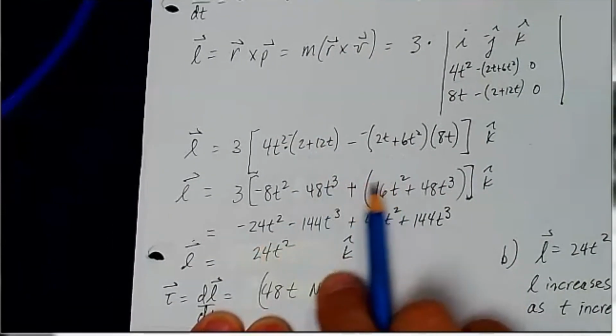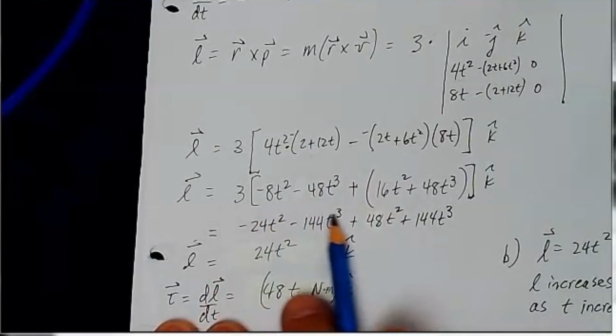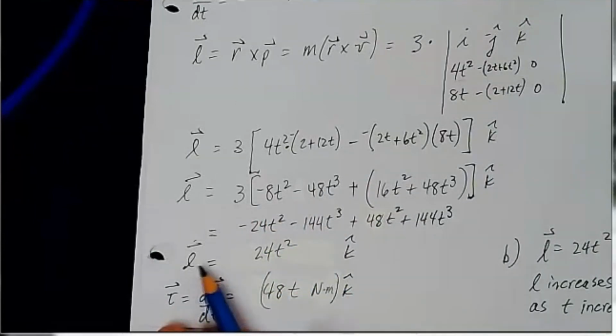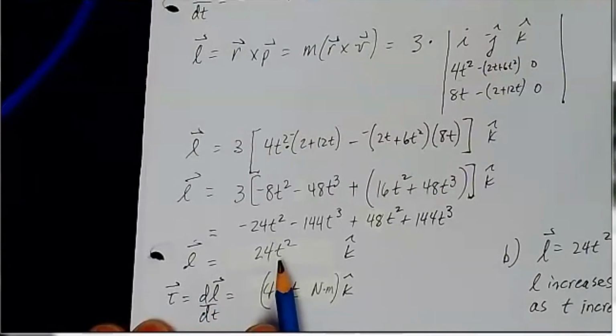I'm going to use my matrix method for solving the cross product. You can follow the algebra, multiply the 3 through the parentheses, and I get 24T squared for the angular momentum. And then torque is the time derivative of angular momentum. So the derivative of 24T squared is 48T Newton meters in the positive Z direction. The same answer that I got doing it the other way.